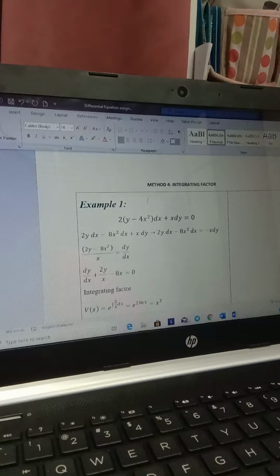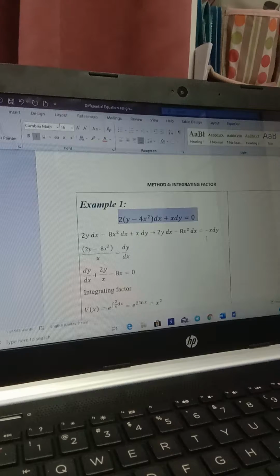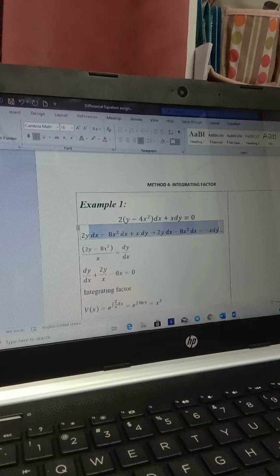Okay, let's move to the example for integrating factor. We look at the equation first, which is (2y minus 4x squared) dx plus x dy equals 0. For the integrating factor, I expand by multiplying 2 with the equation in the brackets. After I expand, it will look like this, and I put the x dy on the other side.